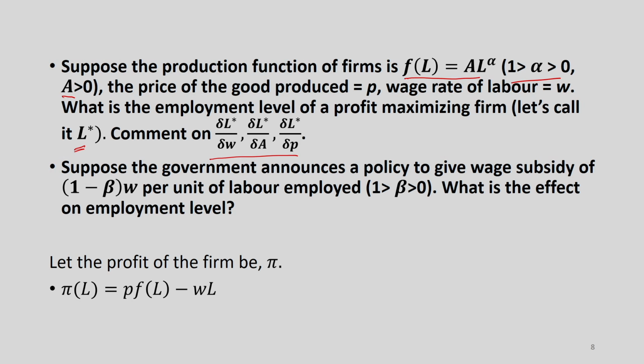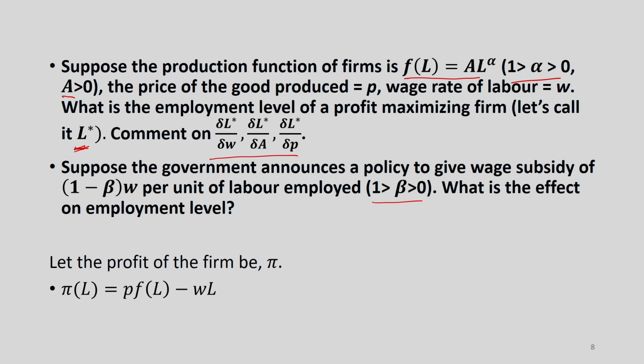Secondly, suppose the government announces a policy to give wage subsidy of (1 minus beta) multiplied by w per unit of labor employed, where beta lies between 0 and 1. What is the effect on the employment level? That is, what is the effect of this wage subsidy on the employment level. Earlier the employment level was L star without subsidy. So, how is that going to change with subsidy? So, that is the question.